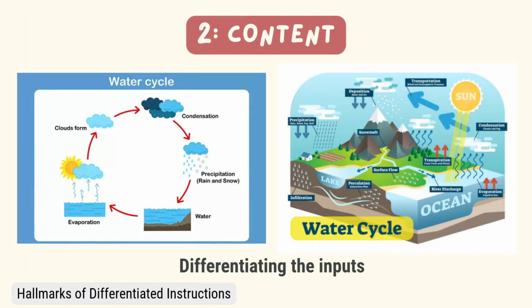Here's another example. For the concept on water cycle, I would provide a simplified diagram for my weaker students. This diagram highlights only the key processes. For my stronger students, I could provide a more complex diagram that shows additional connections, such as how the water cycle interacts with our environment or daily life, or even how the various cycles interact with each other. In both cases, while the key concept is the same, the inputs given are different.